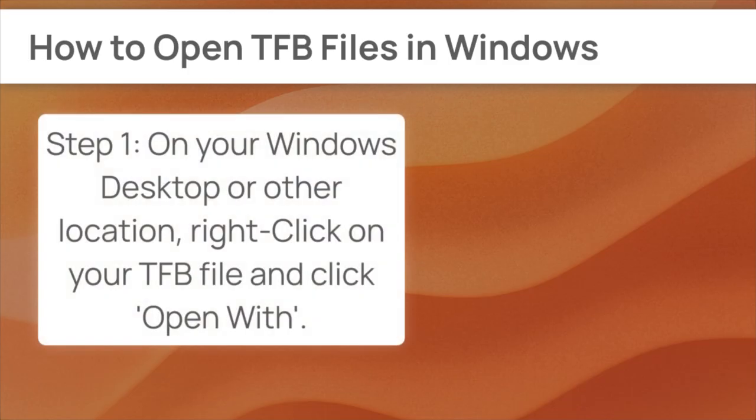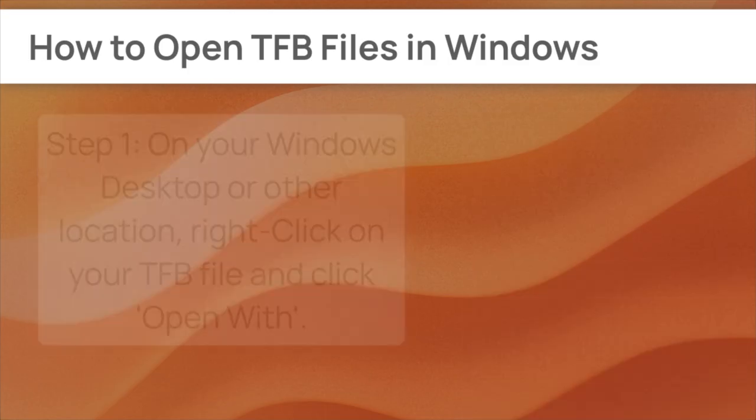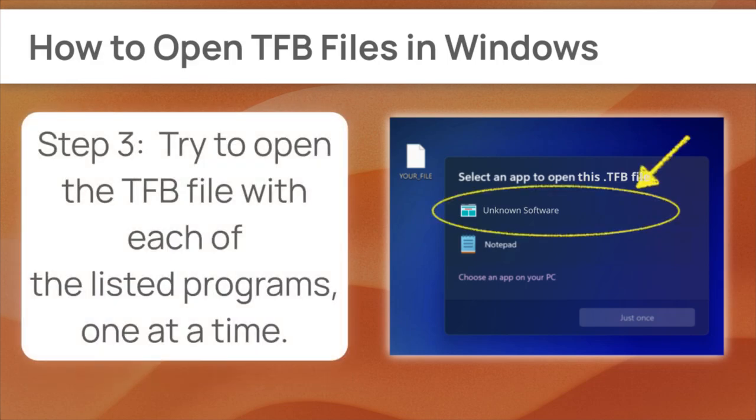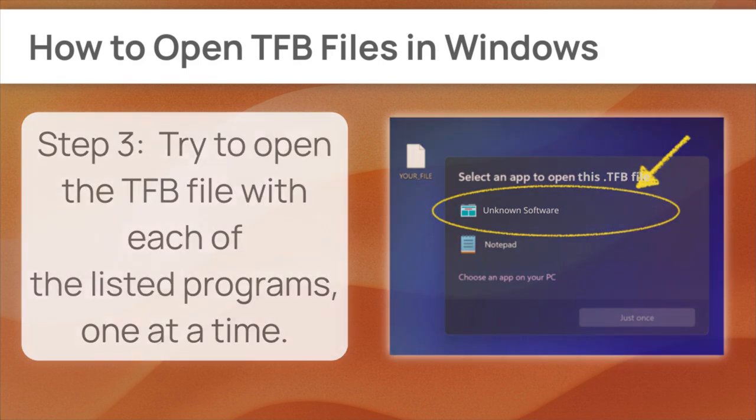The fastest method is to exhaust all compatible openers. Right-click the TFB file and hit Open With. Use unknown software if installed. If not, choose another program. We must confirm the handler.